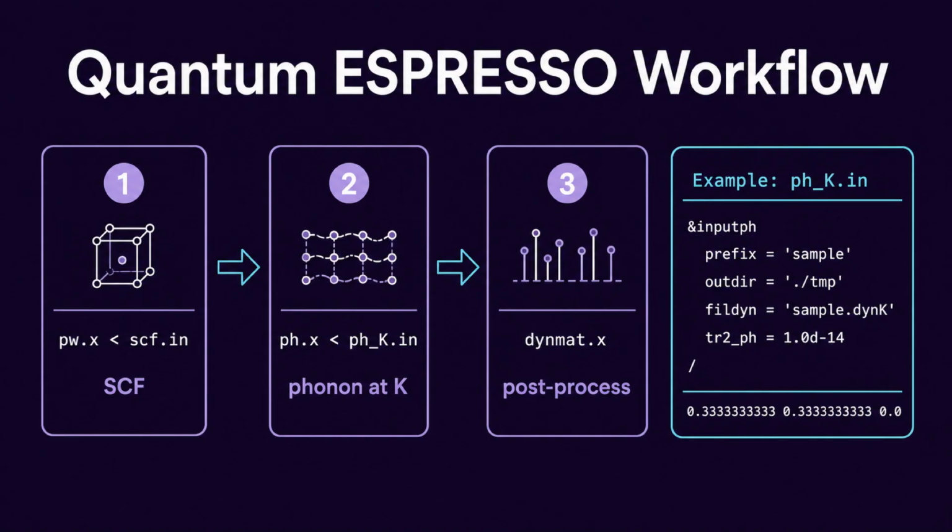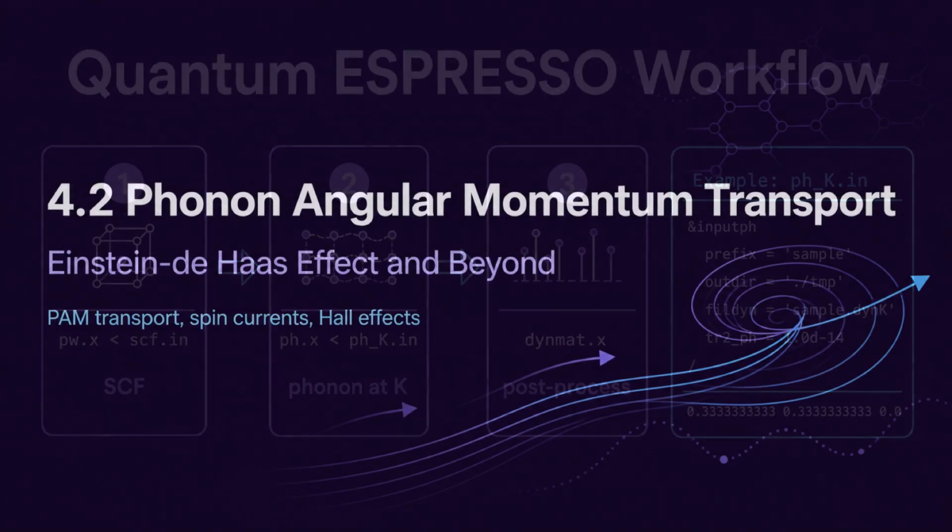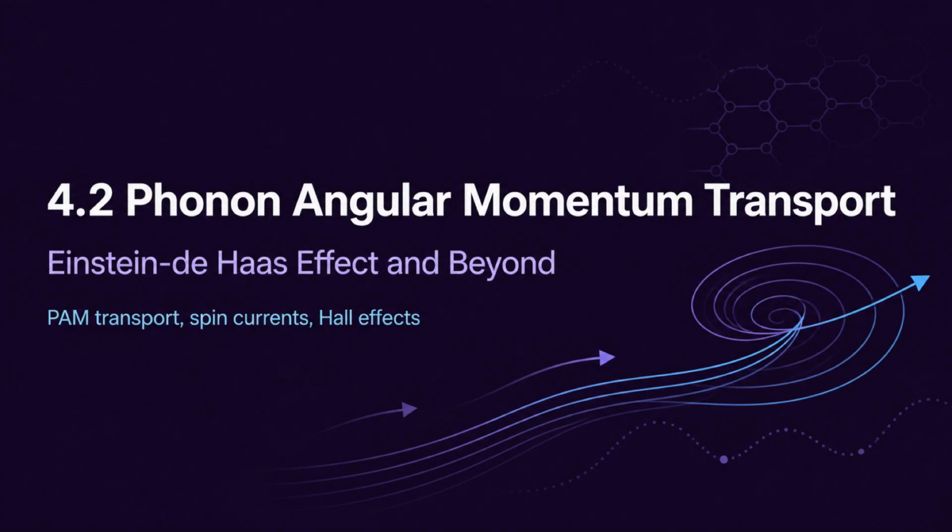Finally, DINMAT, X post-processes the results. Eigenvectors can then be extracted and processed with Python to calculate PAM. Now let's explore phonon angular momentum transport phenomena, including the Einstein-de Haas effect for phonons, phonon spin currents, and thermal Hall effects arising from chiral phonons.